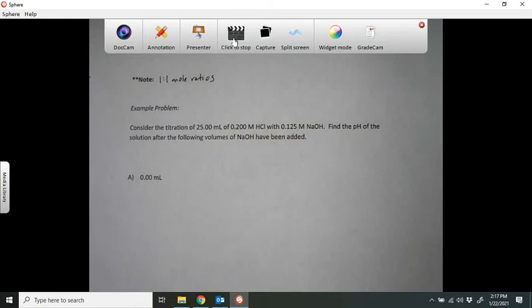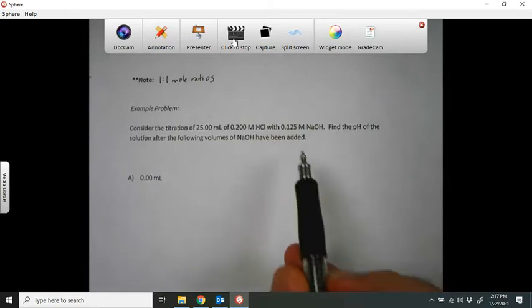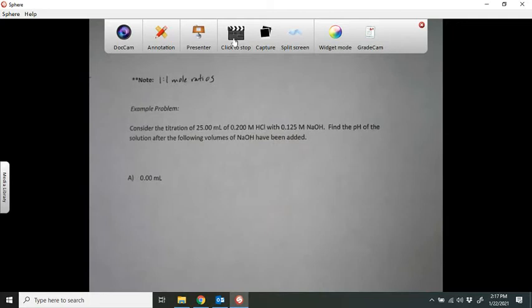This is Unit 8, Lesson 5, video number 2. In the first video in this lesson, we talked about strong acid-base titrations, and we talked about the 4 stages. Now we are going to look at an example of how we do these problems. The first thing we have to do is look at the problem and interpret the information. So we have a titration of 25 milliliters of 0.200 molar HCl with 0.125 molar NaOH.